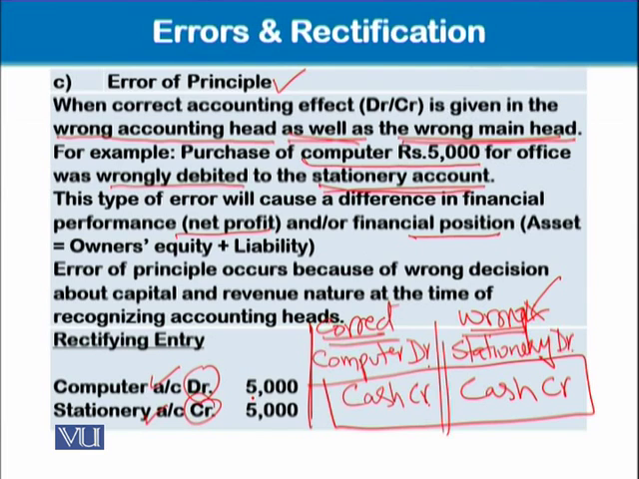And this is the error of principle. Why do we call it error of principle? Because principally this is wrong. Our accounting is wrong because of the wrong decision that we took. We considered it as if it is a revenue expenditure, whereas this was in fact a capital nature of expenditure. Okay, so this was the error of principle.